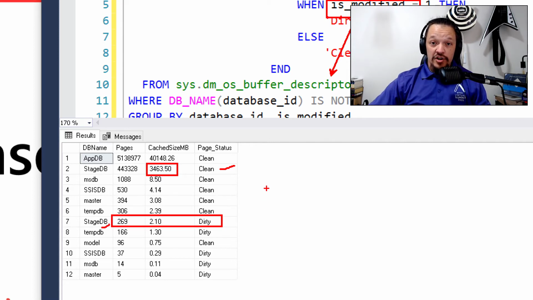In a memory pressure, if LazyWriter needs to remove those pages from the buffer pool to give room for other pages, it's easy. It just grabs them and puts them into the free list. But for the TempDB case, because the pages are dirty, it has to flush them first. And that's what causes the problem.